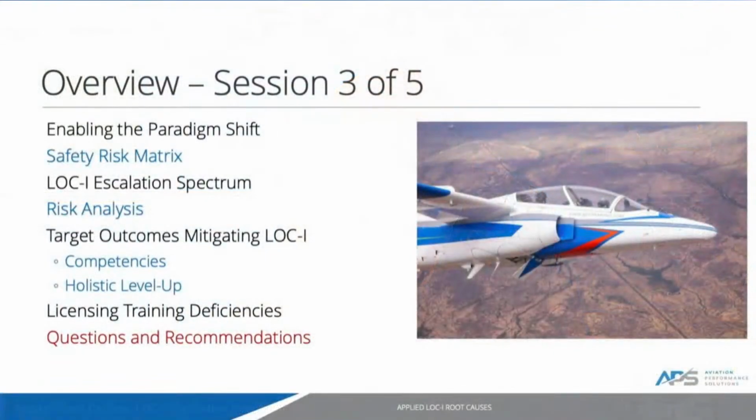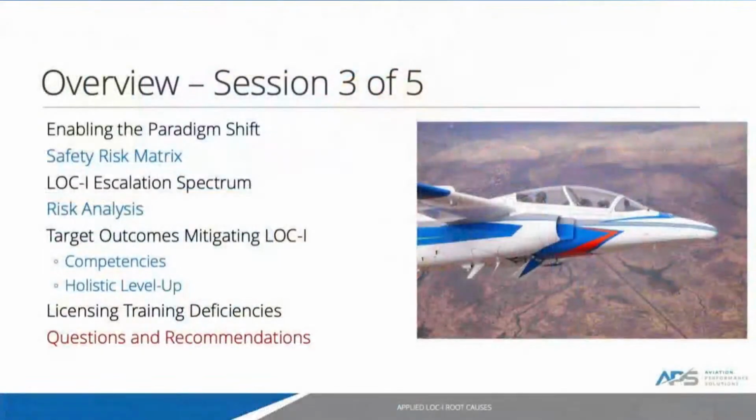So the overview. We're going to kick it off with how we enable the paradigm shift. This is a topic that we often start these talks with, and I'm not going to spend a lot of time on it. There will be a QR code for you to learn more on another session that's available on demand. We're going to take a look at a safety risk matrix. Then we're going to look at the loss of control and flight escalation spectrum, and stay tuned for that because I think you're really going to enjoy that discussion.